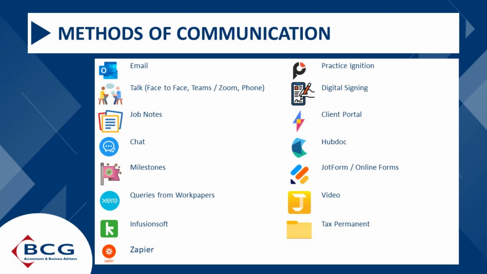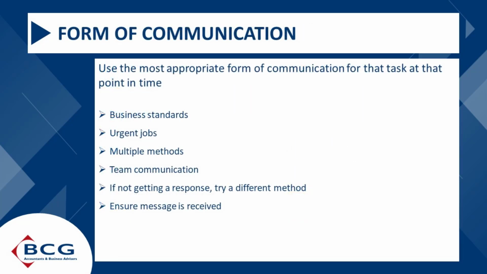So you can see there are quite a lot of different methods of communication, and it's really important that we use the most appropriate form of communication for the task you're working on at that point in time. Obviously you need to make that choice, and it could well be more than one method depending on the circumstance. Now, we have built this into our business standards, and it's part of our non-negotiables now that you put job notes on, for example. If you've worked on a job, touched a job, or spoken to a client, we expect there's a job note on that job.